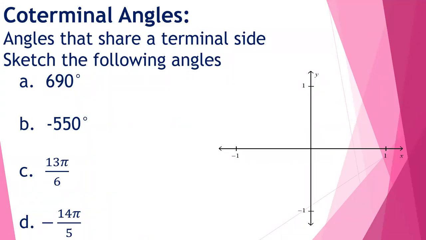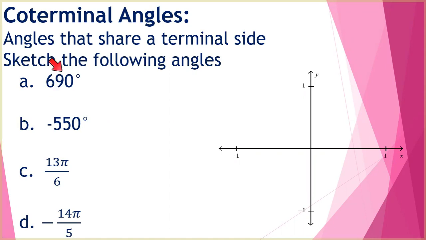Okay, so when you look at a circle, if you go around one time, every time you go around is 360 degrees, okay? However, you can go around the circle more than once. So for this first one, 690, what this means is I rotate it more than one time. So again, this is my initial side. So this rotated around one full time, but then it kept going, okay?